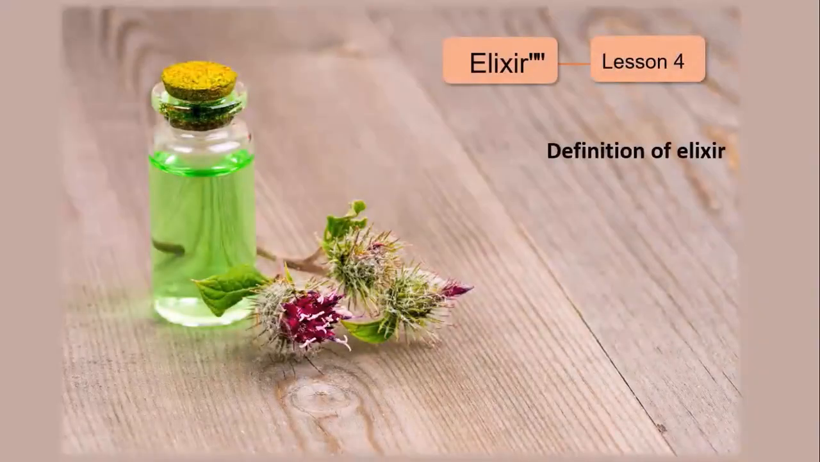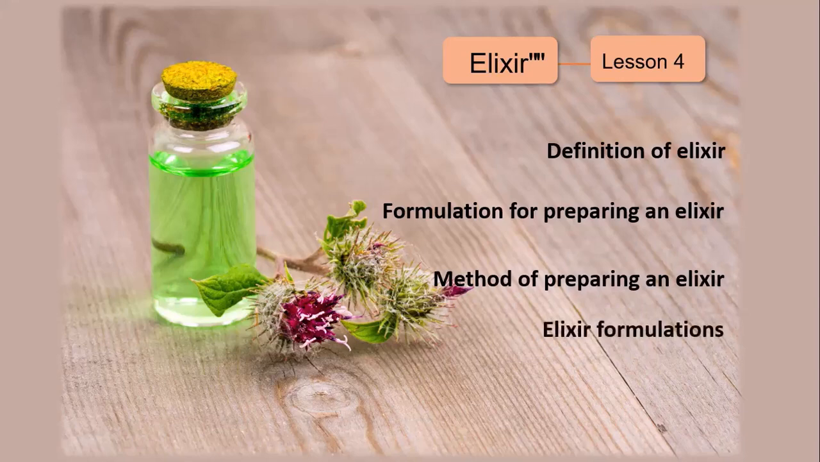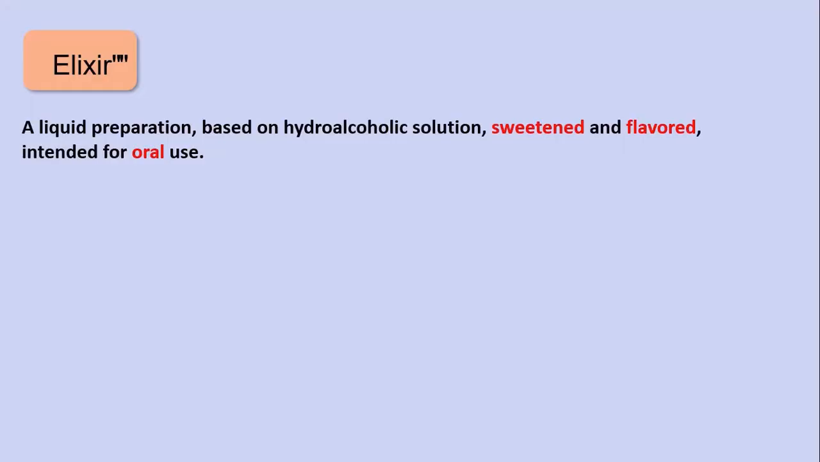In the fourth season of this series, we will talk about elixirs. We will provide a definition of elixir. We will discuss the formulation of elixirs. We will learn what ingredients are used to make elixirs. We will go over the method of making elixirs, and at the end we will also present some formulations and examples of elixirs so that we can become more familiar with them in practice.